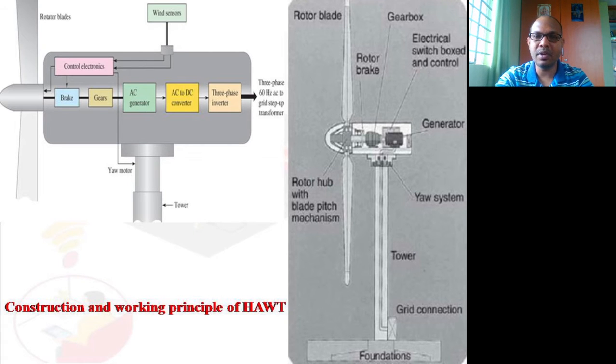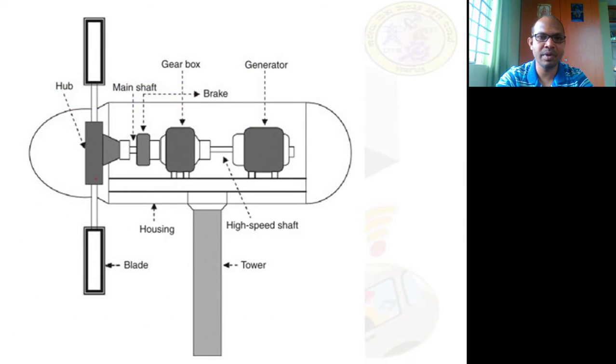So this is a rotor brake. As you can see, this rotor brake is immediately next to the hub, and then we will have the gears, and then the AC generator, then the AC to DC converters. There itself it converts. Then the three-phase inverter will send three-phase 60 Hertz AC to the grid step-up transformers. Now, in the meanwhile, as you can see in the next sketch, I'll show you over here.